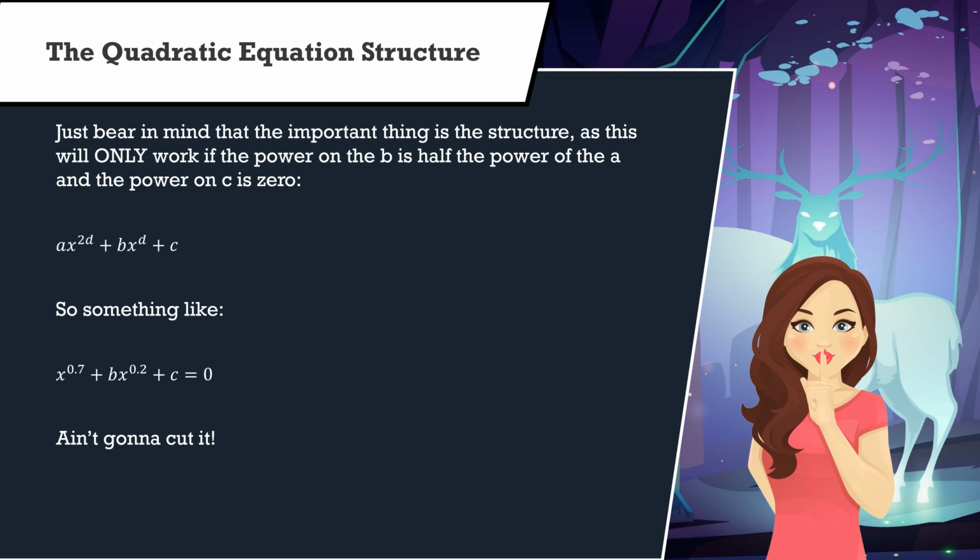Just bear in mind that the important thing is the structure, as this will only work if the power on the a is twice the power on the b, and the power on the c is 0. So if we had something in the form ax to the power of 2d plus bx to the power of d plus c. So something like x to the power of 0.7 plus bx to the power of 0.2 plus c, that's not any kind of quadratic, so yeah, we can't do anything with that. We just have to chuck it in the bin where it belongs.